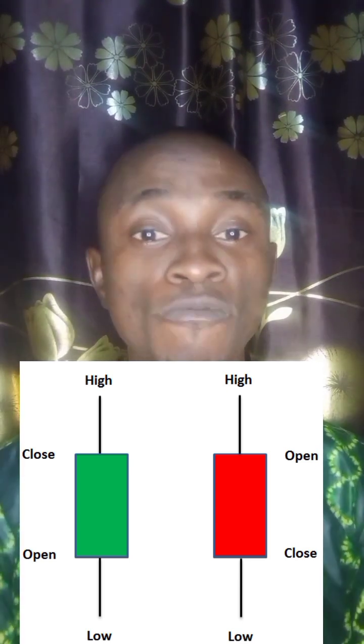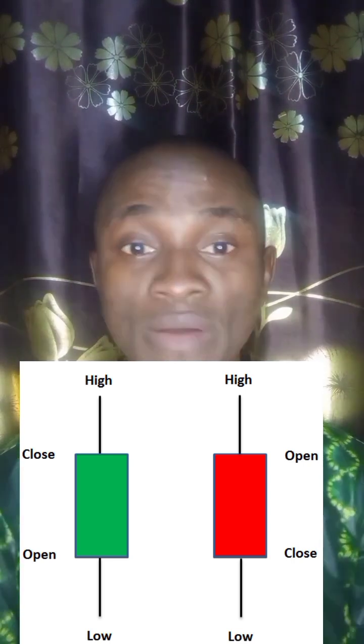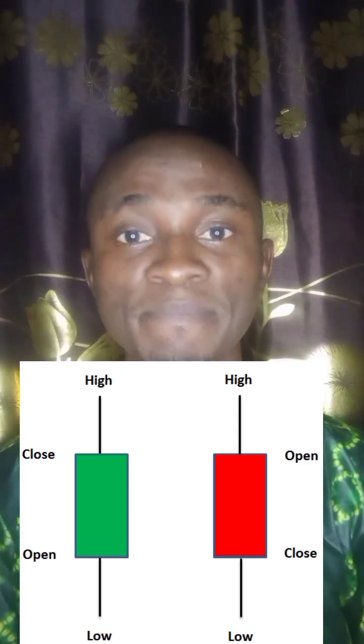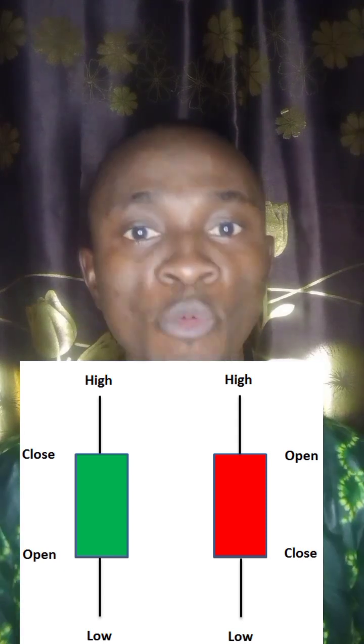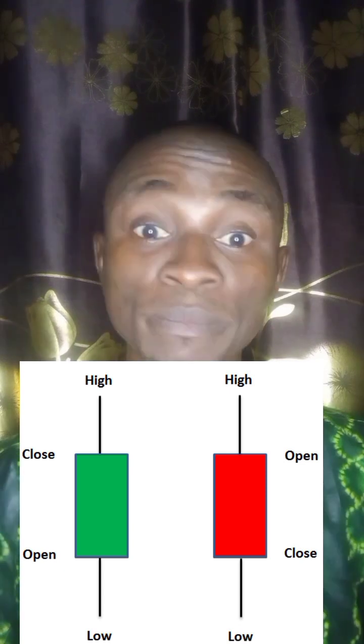And mind you, every candle is telling a story of what happened to the coin in the past. Maybe in the last 1 hour, in the last 2 hours, or in the last 1 minute or 5 minutes. So guys, the basic difference between the green candle and the red candle is that in a green candle, the coin closes at a price that is above the opening price, while in the red candle, the coin closes at a price that is lower than the opening price.